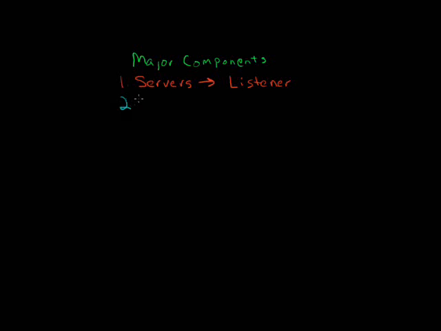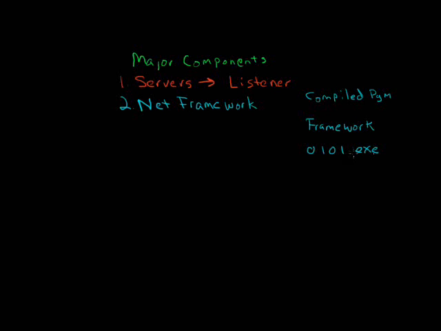At level number 2, the component is the .NET framework itself. Now, the .NET framework sits between your compiled program and the ones and zeros that your computer executes. So your compiled program is in an intermediate language that is then translated by using the framework into ones and zeros. It's a native language for your particular computer that you're using.